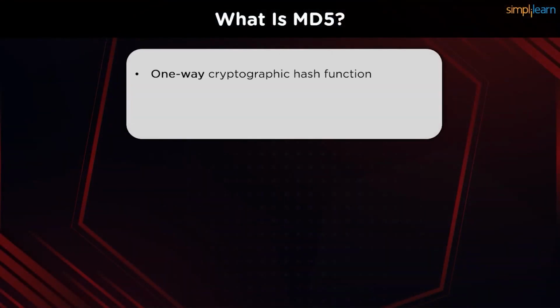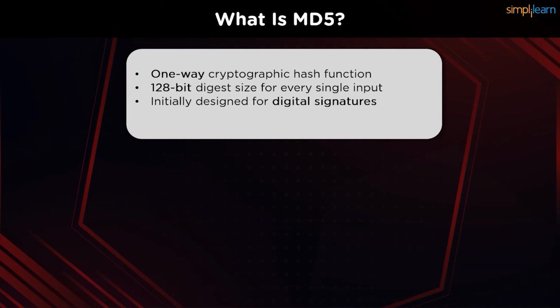The MD5 hashing algorithm is a one-way cryptographic function that accepts a message of any length as input, and it returns as output a fixed length digest value to be used for authenticating the original messages. The digest size is always 128 bits irrespective of the input.